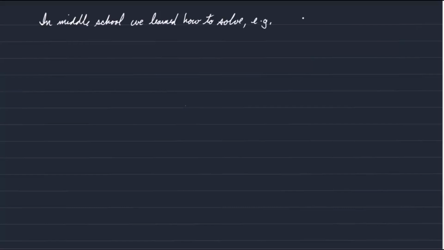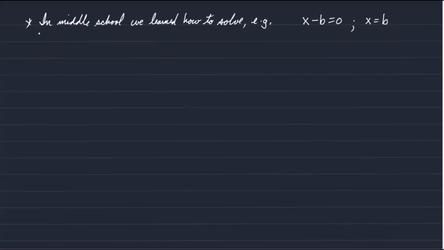Now, in middle school, when you started learning algebra, you learned how to solve an equation of the following form. x minus b equals 0, and using algebra you learned that x is equal to b.